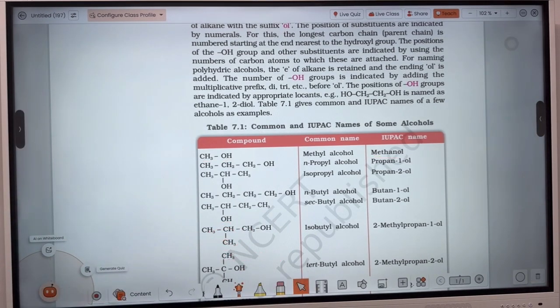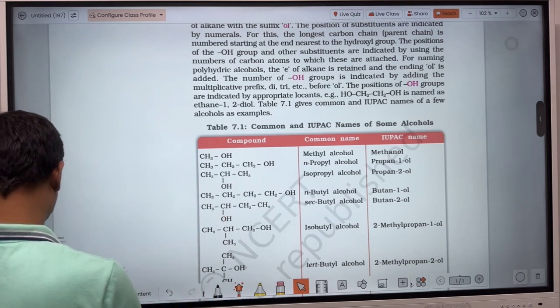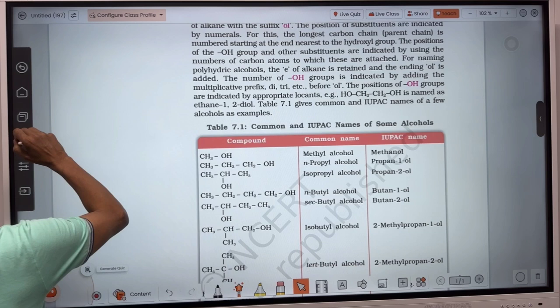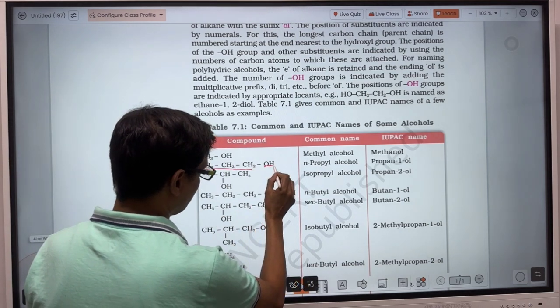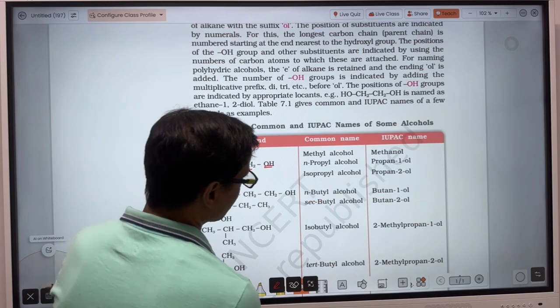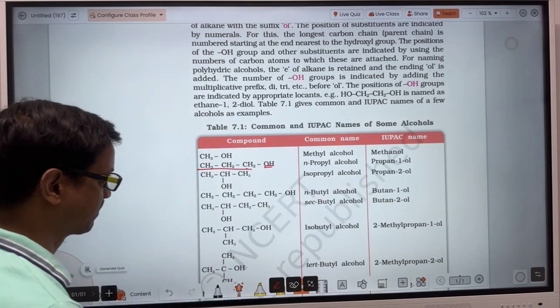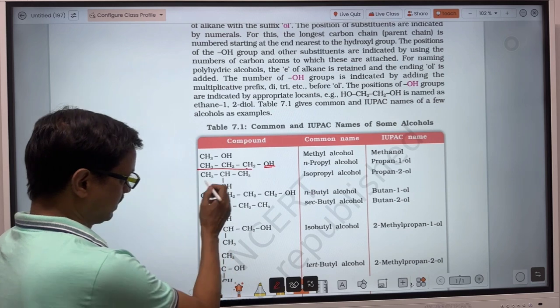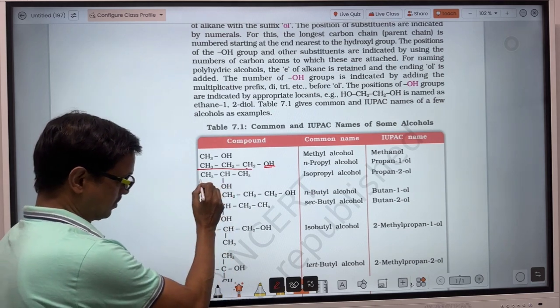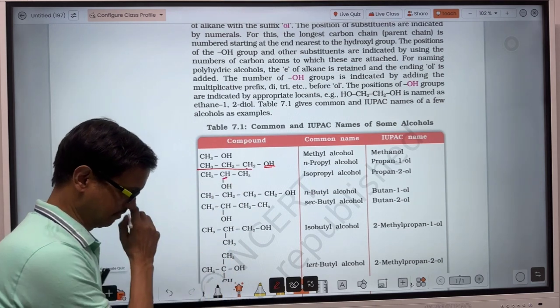Okay guys, now let's see, watch out this question. Here in propane, OH is bonded here at the first position, so that will be called propane 1-ol. Here, when you have to write, OH is bonded to this carbon.